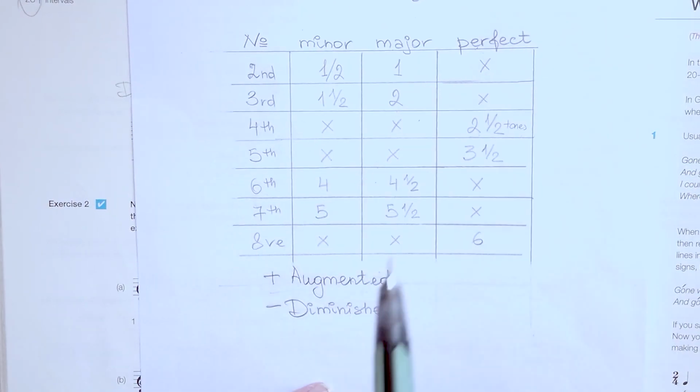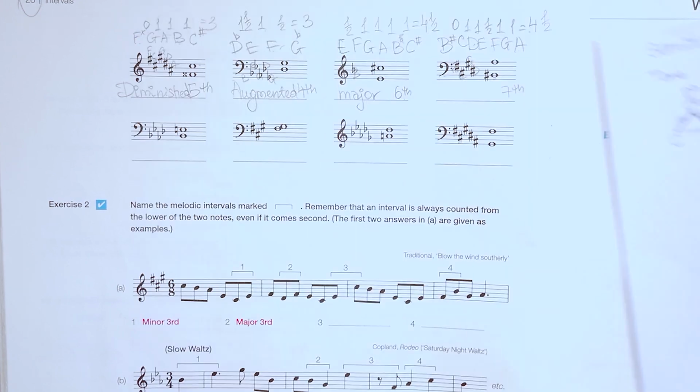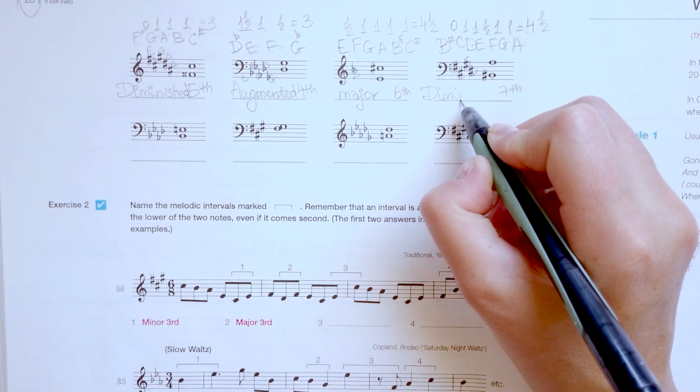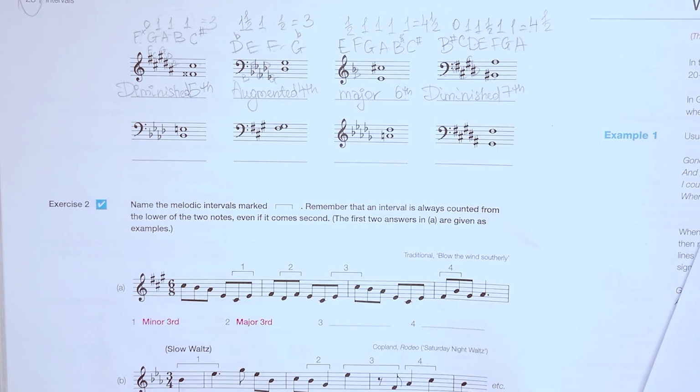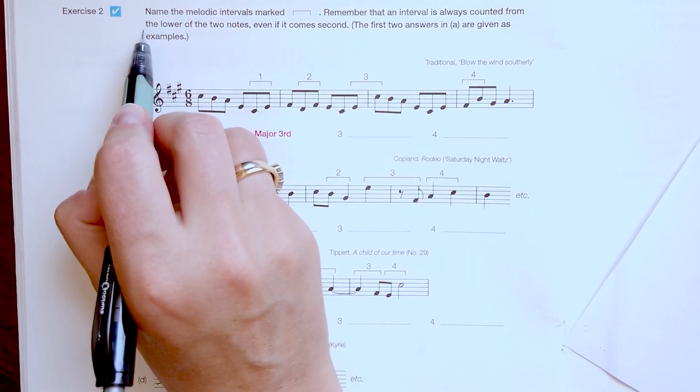So we have the 7th, less than 5 and 5.5. We name it diminished. So please continue this by yourself. And the next task is about the melodic intervals.